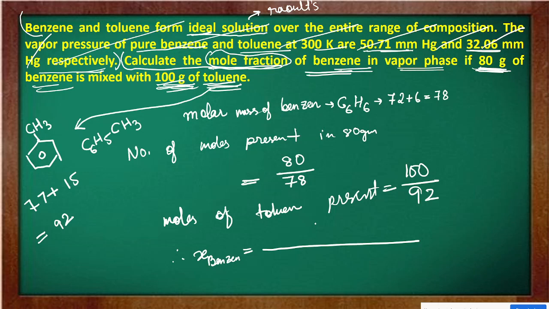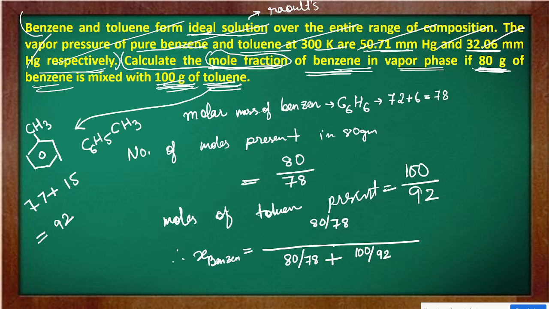Number of moles of benzene was 80 upon 78 by the total number of moles of the component which is present in the solution, that is 80 by 78 plus 100 by 92.